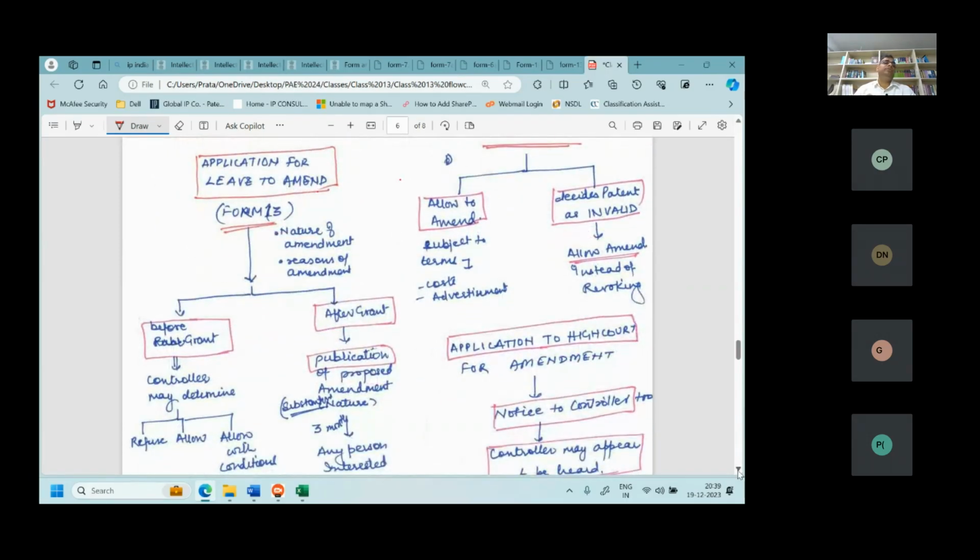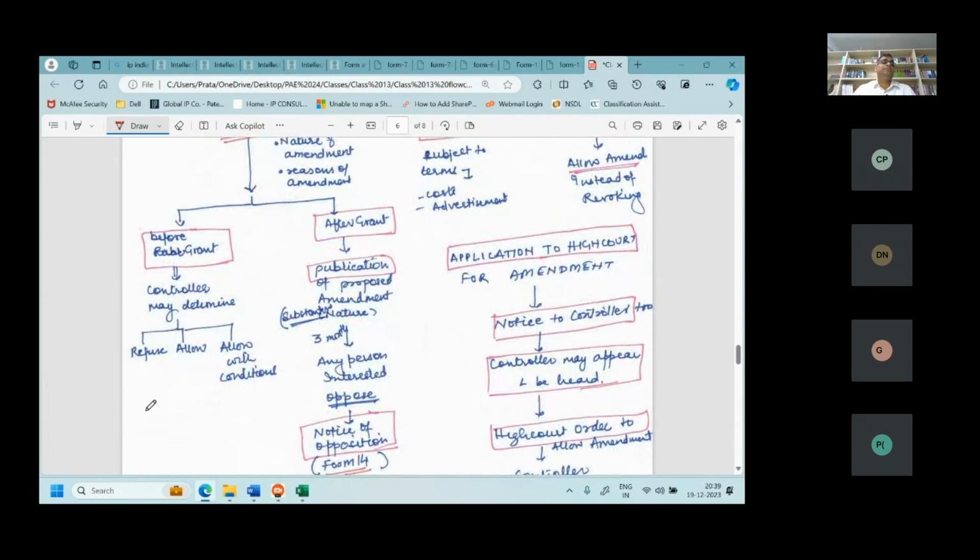Right? Once you have told before grant, it's very easy. Before grant, it's very easy. Controller does not have to tell anyone. He will look into it. Controller will determine, refuse, allow with the conditions. This is how it is.